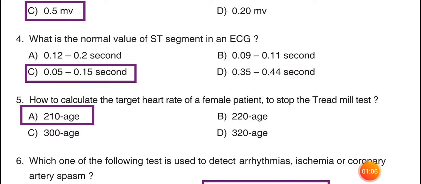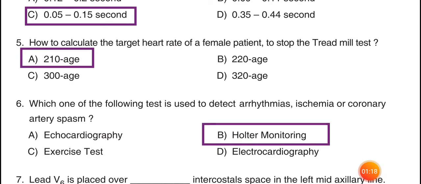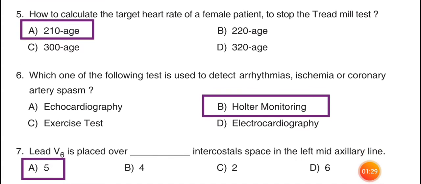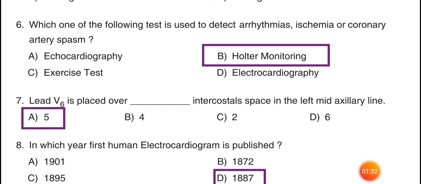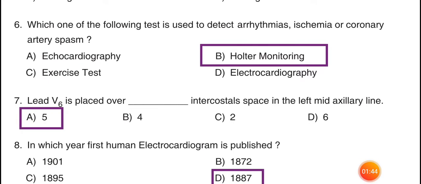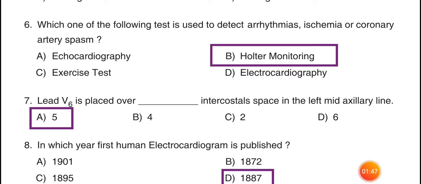4. What is a normal value of ST segment in an ECG? Option C, 0.05 to 0.15 second. 5. How to calculate the target heart rate of a female patient to stop the treadmill test? Answer option A, 210 minus age. 6. Which one of the following tests is used to detect arrhythmias, ischemia, or coronary artery spasm? Answer option B, Holter monitoring.